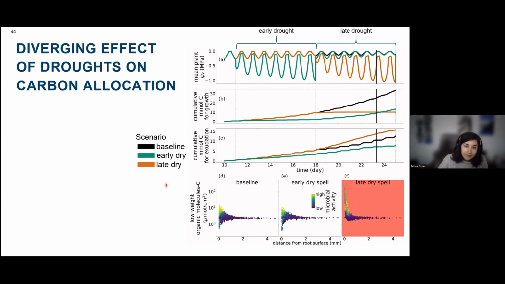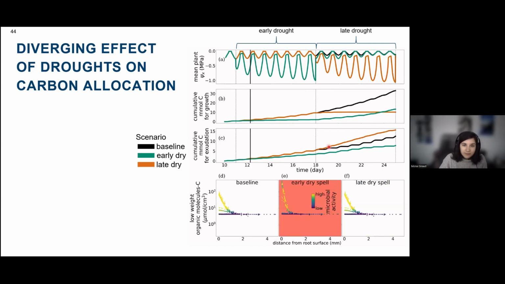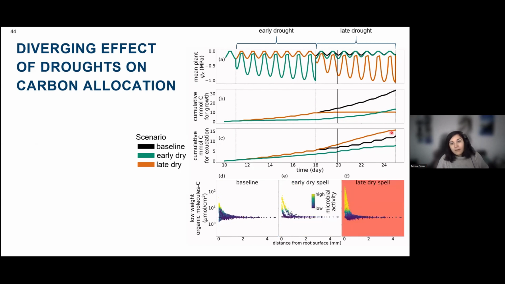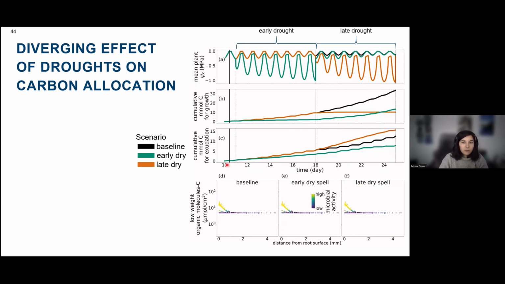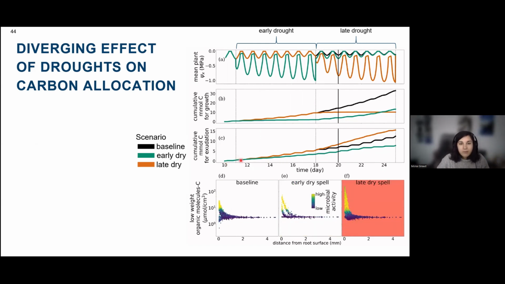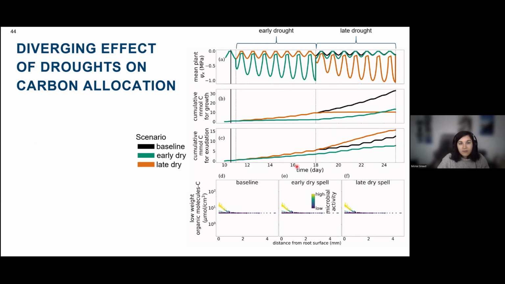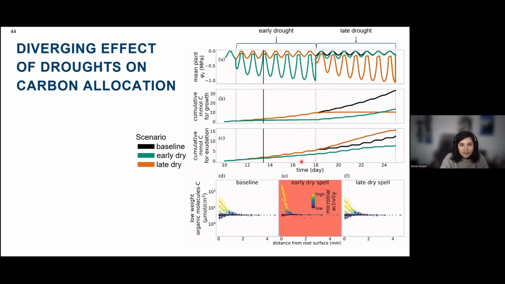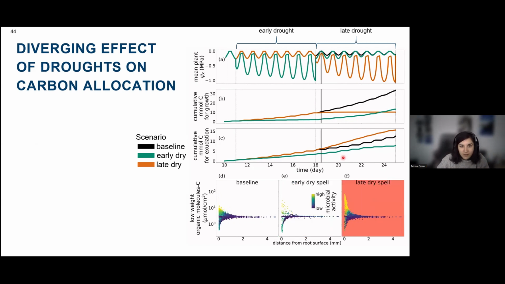And in panel C, we then see the resulting plant exudation, where we have actually diverging results between the early dry spell and the late dry spell. So that is because in the early dry spell, the plant is not quite so grown yet. So the leaf area is still somewhat smaller, the root surface area is still a bit small. And because the plant almost does not grow, then it means that the plant capacity to release exudate is much smaller. And so we get a smaller cumulative exudation.